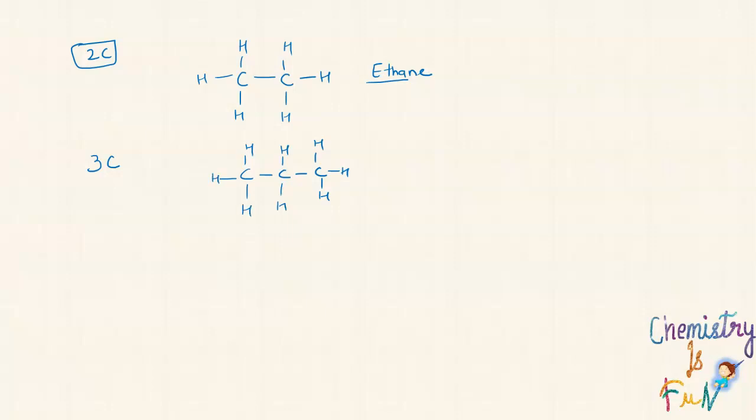So you have to count the number of single bonds 1, 2, 3, 4 for each carbon. Then it is satisfied. Now you can easily write the formula of this, C3H8. So this is known as propane. 1 carbon methane, 2 carbon ethane, 3 carbon propane, 4 carbon butane, 5 carbon pentane. Like this you can make the whole series. This is the introduction of alkane.